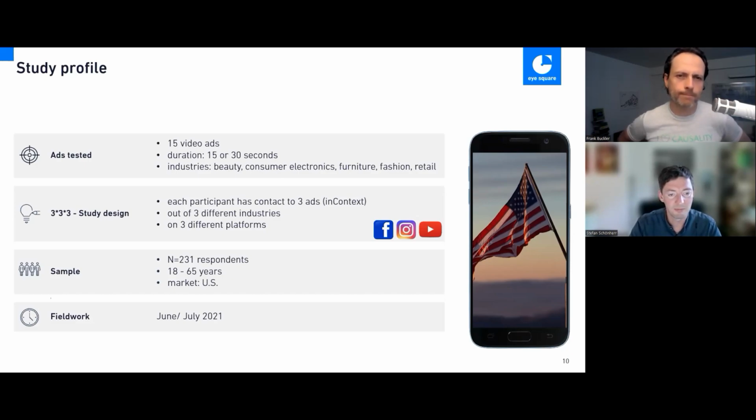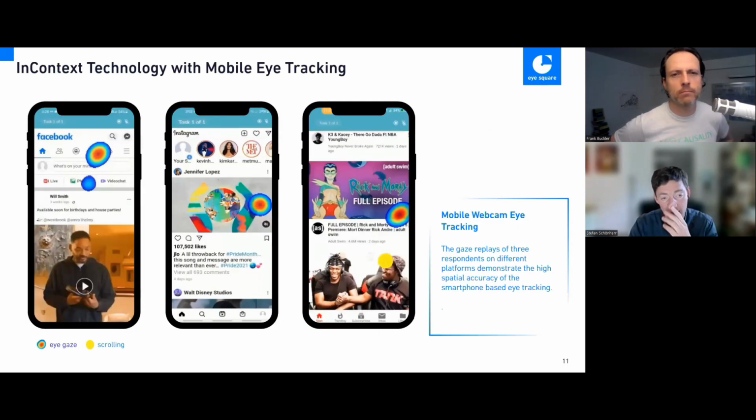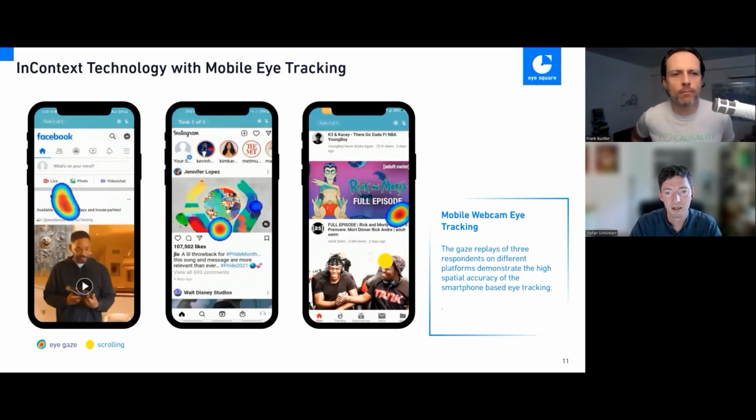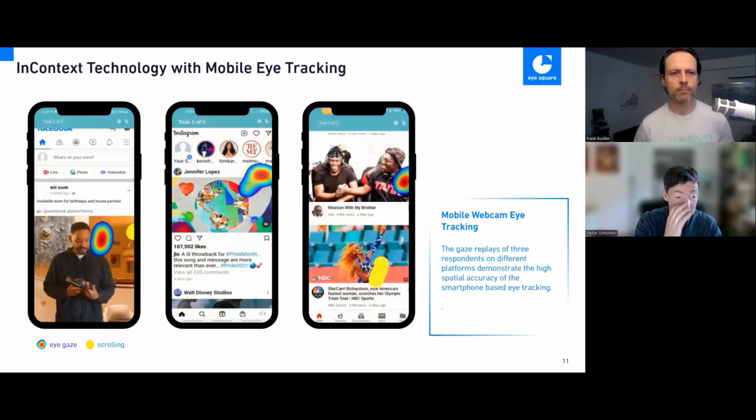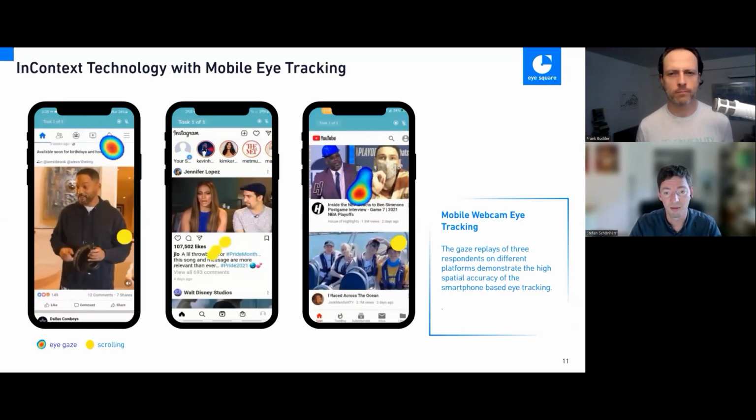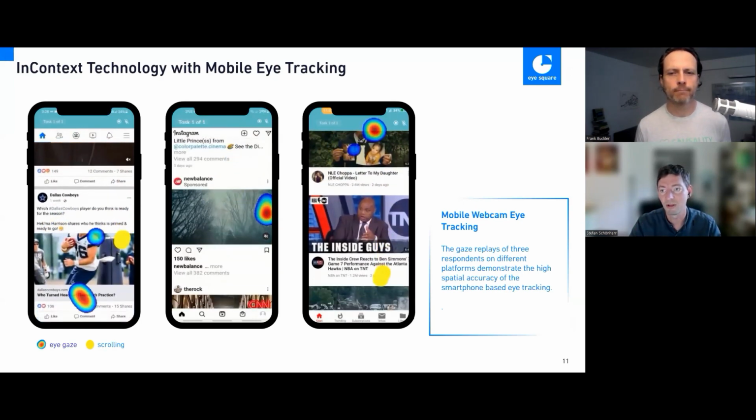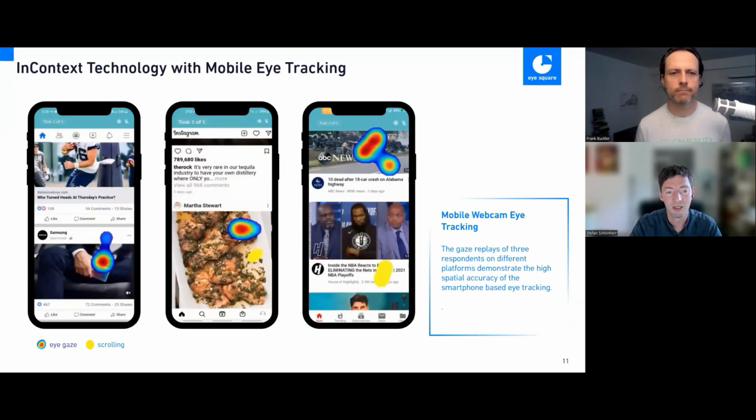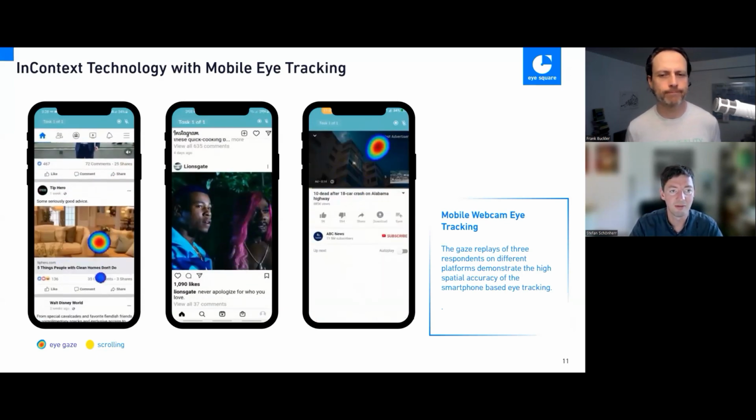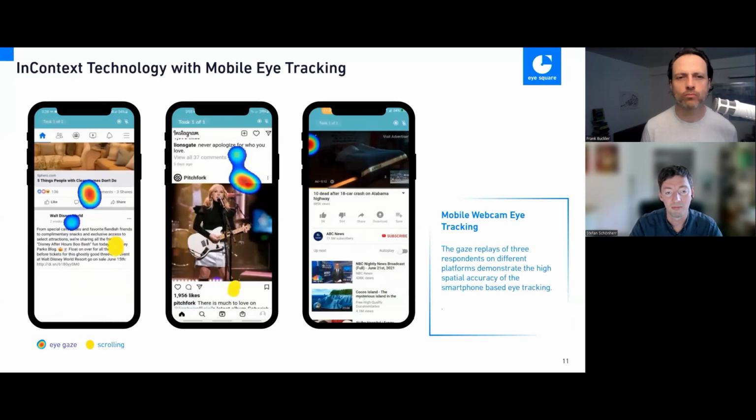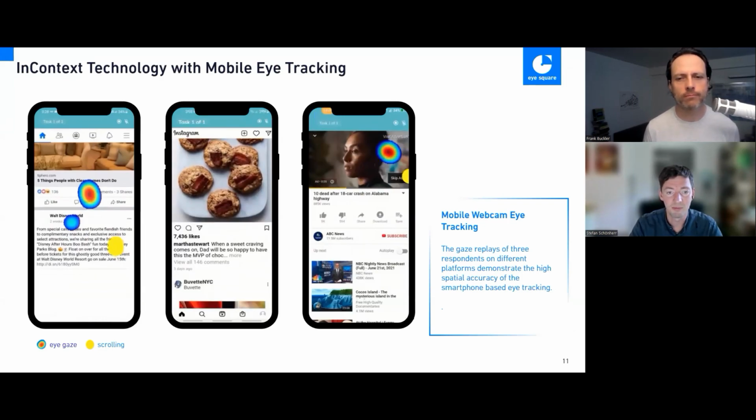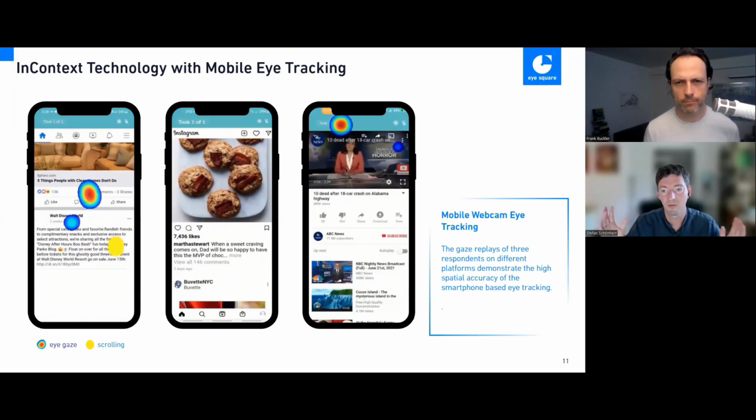And that's what we did in 2021 in the US. And yeah, to give you an idea of what InContext looks like, you can look at these videos here, and you see, this is Facebook, Instagram, and obviously YouTube. But these are not the real platforms, but our InContext platforms, right? So you see, this is still very live, interactive. People can scroll, do whatever they want. They see a lot of things.